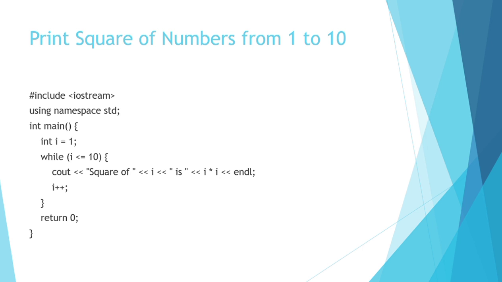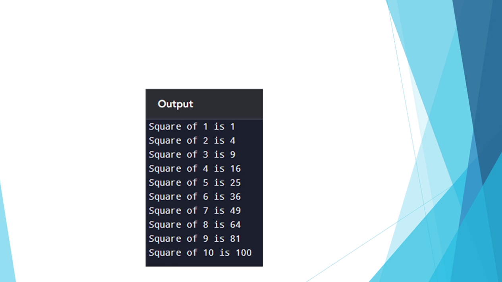cout is used to output text to the console. This line prints the square of the current value of i. "Square of" is a string literal that will be printed as is. i is the current value of the counter, which will change with each iteration of the loop. i*i computes the square of i. endl prints a new line after each output to ensure that each square appears on a new line. For example, when i equals 1, the output will be "Square of 1 is 1". The i++ statement increments the value of i by 1 after each iteration of the loop. After successful execution, the output will be like this.